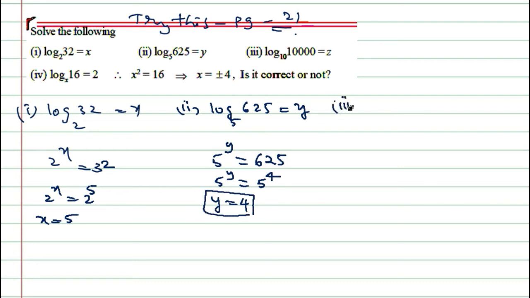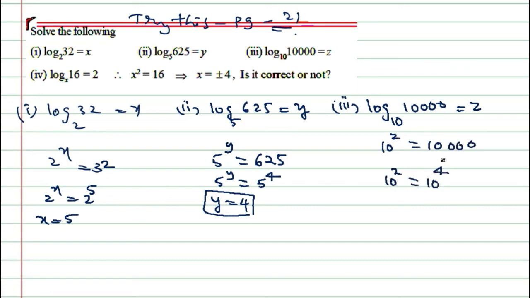The third one: log 10,000 base 10, which is equal to z. So now we can write 10 power z is equal to 10,000. Then 10 power z is equal to 10 to the power of 4. We can write here 4 zeros. So z is equal to 4. Why? Because if bases are equal, powers are equal.